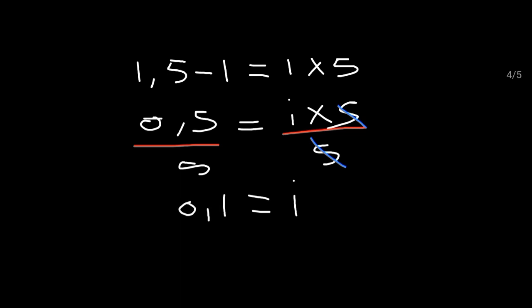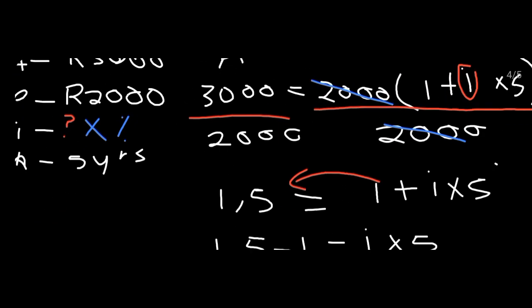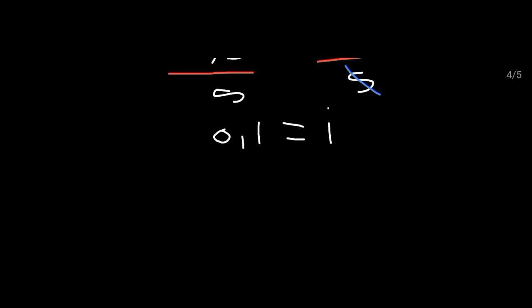Note something, you are not done. Always write your interest in decimal form. Now, the question just said to recalculate the interest charged. So okay, writing it as 0.1 is fine.